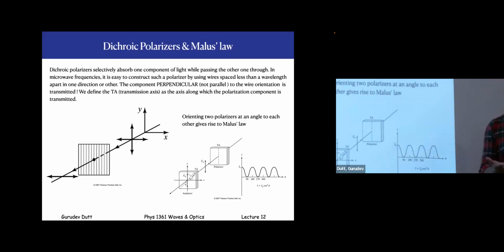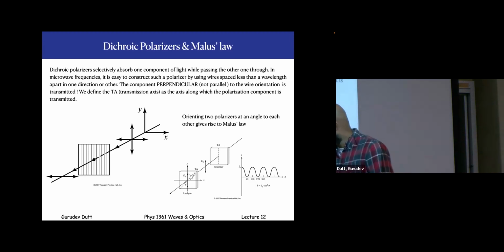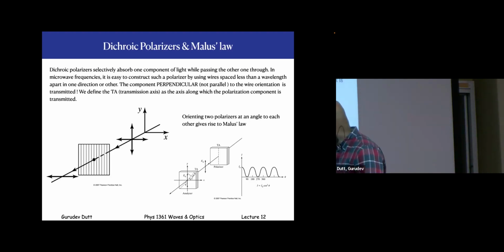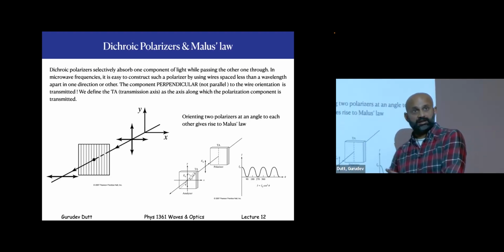All that changes is how much of that electric field gets transmitted. So the amount of electric field that's transmitted is E naught cosine theta, just by the vector relationship. And the state is along that angle theta. So if I ask you what's the state of polarization after this polarizer, it's at the angle theta with respect to the vertical. And the amount of the electric field is E naught cosine theta.